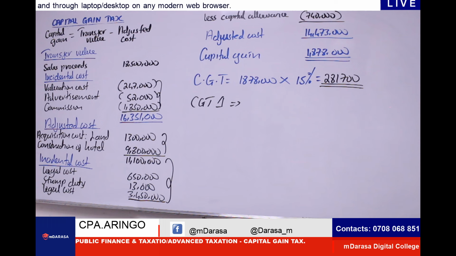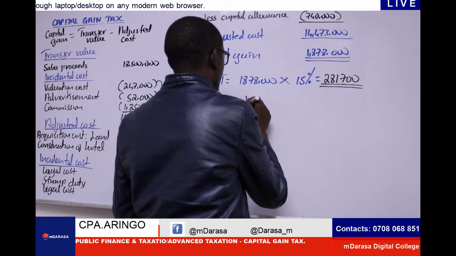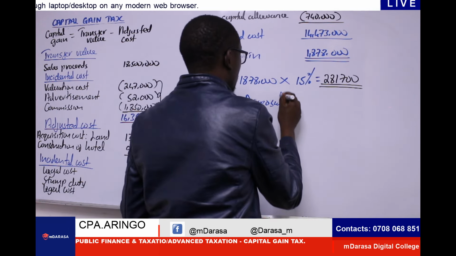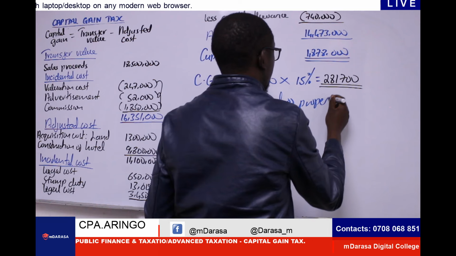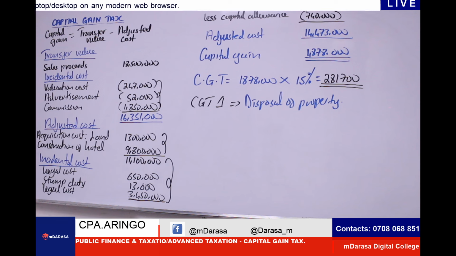In this case, this form is always used to declare and pay capital gain tax on the disposal of what? On the disposal of property. So these are forms that we normally fill and file on the disposal of property. So SHEBE in this context will use the CGT1, because it is specifically designed for property disposal transactions.